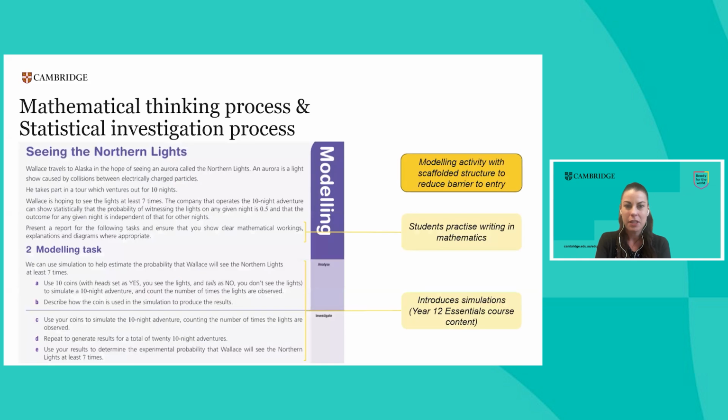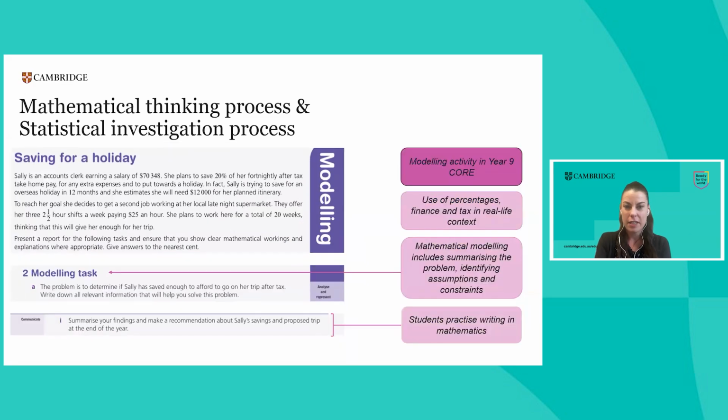Next slide. So this is one of the modelling activities from the Year 10 core book within the probability chapter. It's scaffolded to allow students a lower barrier for entry. However, teachers might choose to take out some of the structure once students are more familiar with the modelling skills. Additionally, this particular activity introduces students to the idea of a simulation, which comes up again in the Year 12 Essentials course.